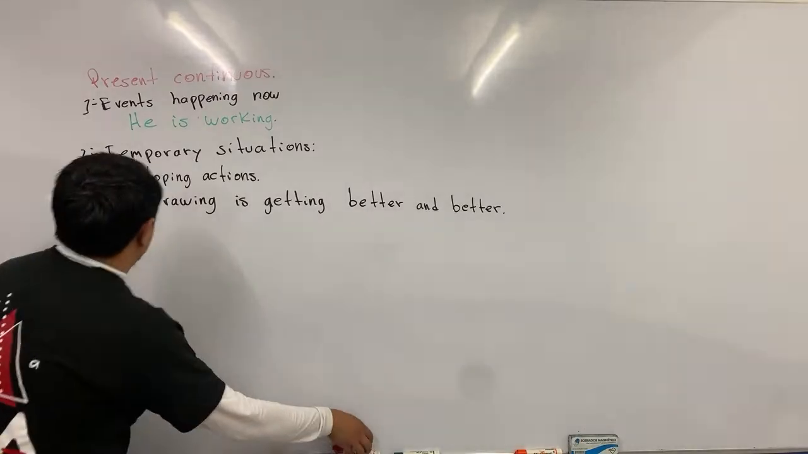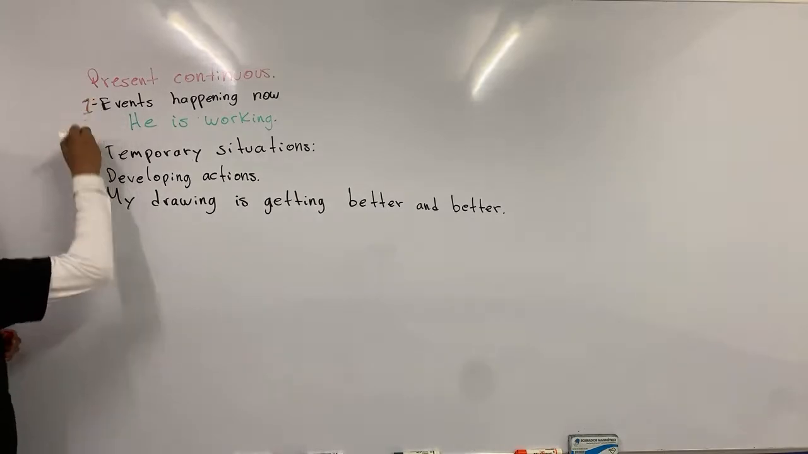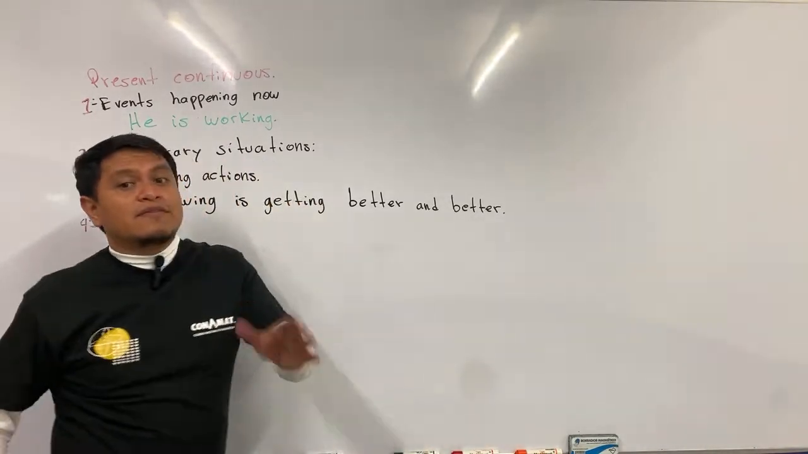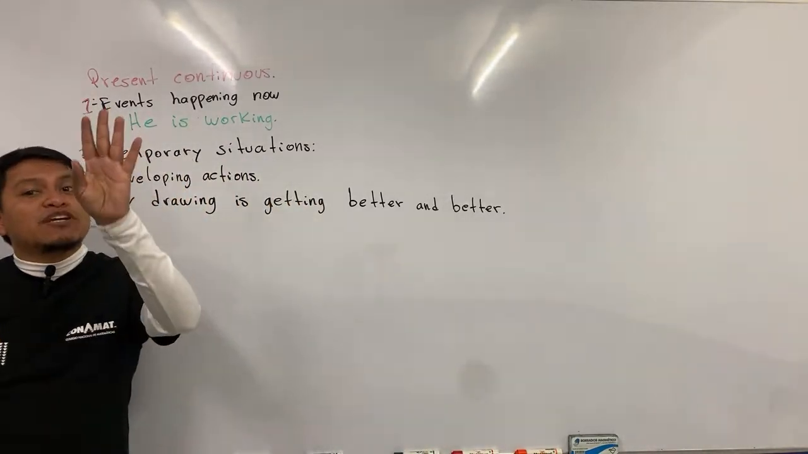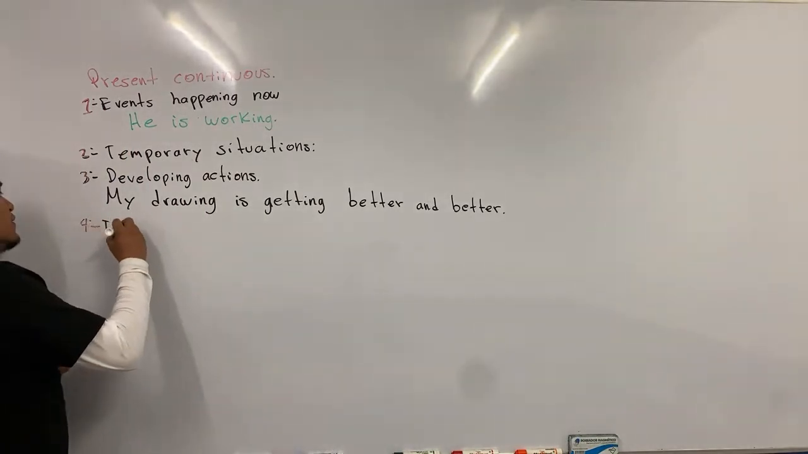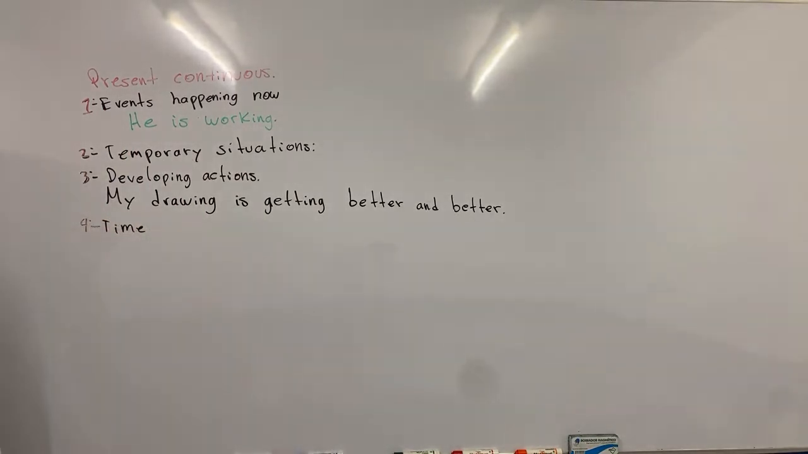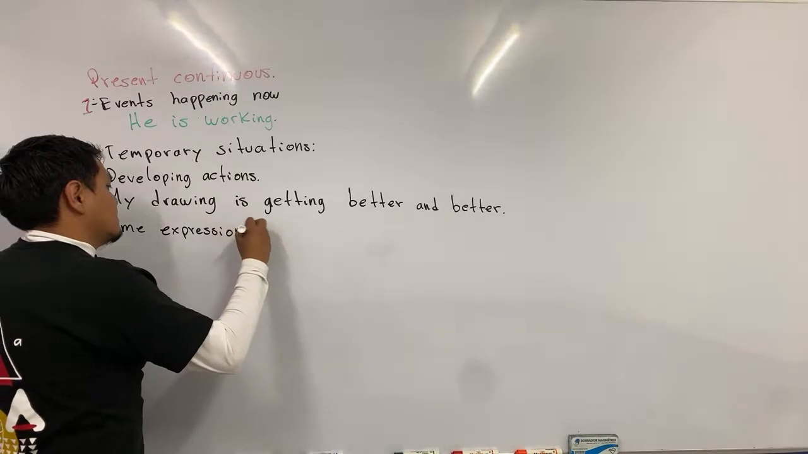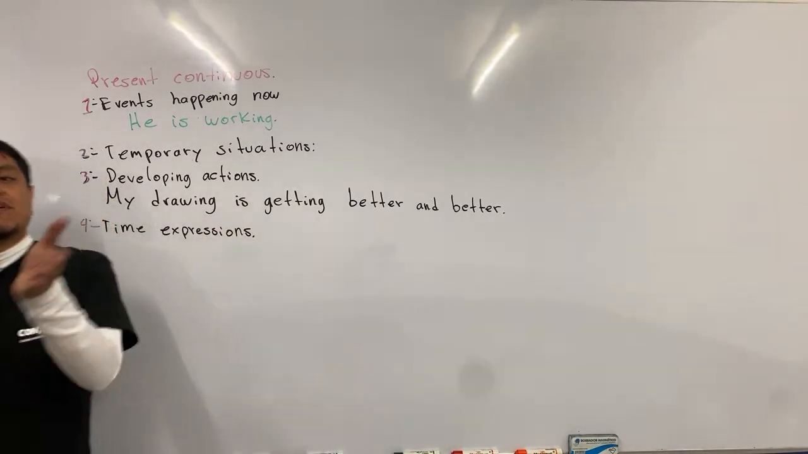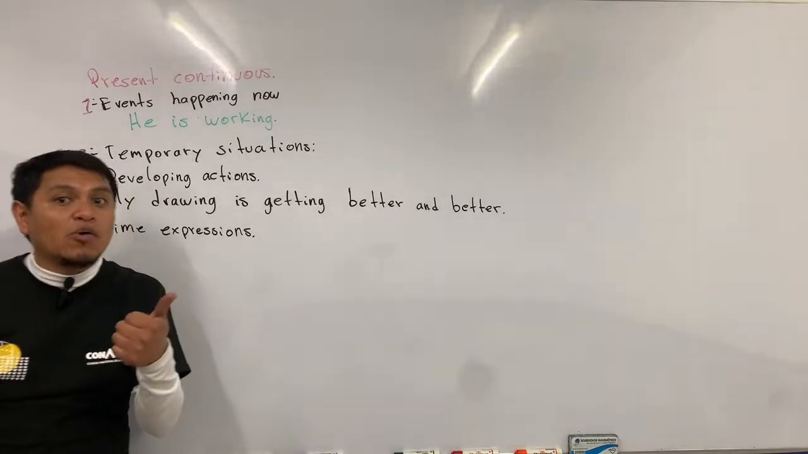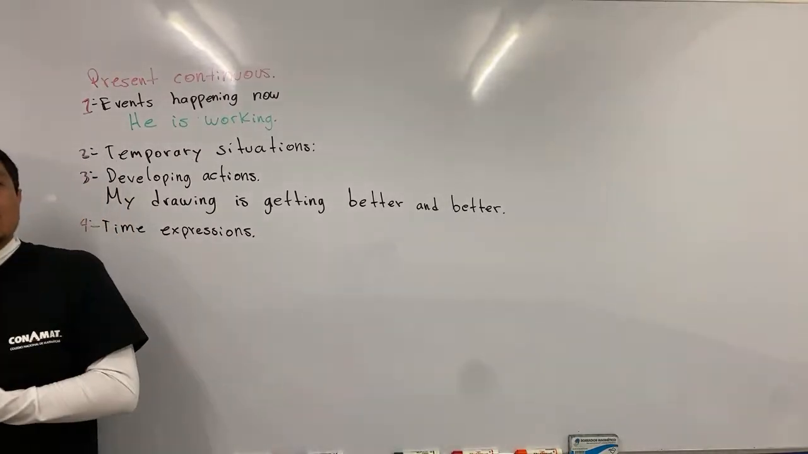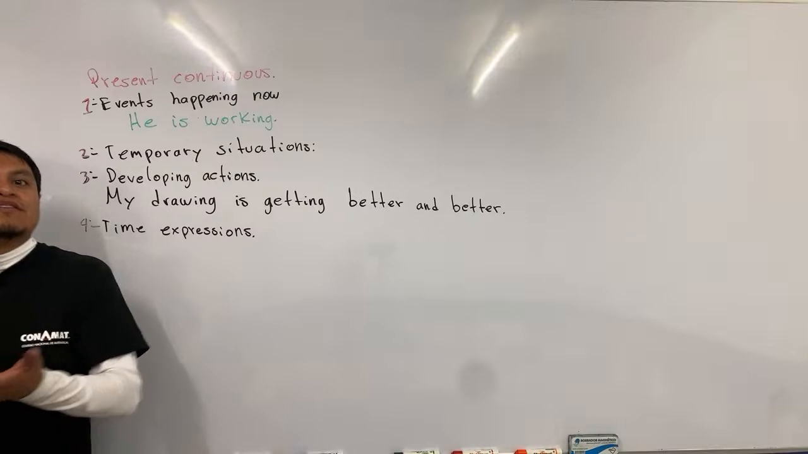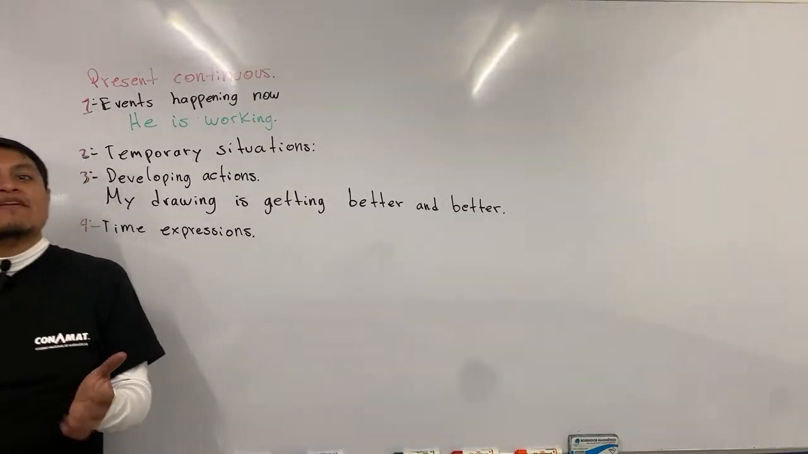Now, number 4. This is the first, this is the second, this is the third, this is the fourth. Now, time expressions. We use the present continuous with expressions such as now, at the moment, at present, today, tonight, this morning, this afternoon, this evening, this week, this month, this year, and while.